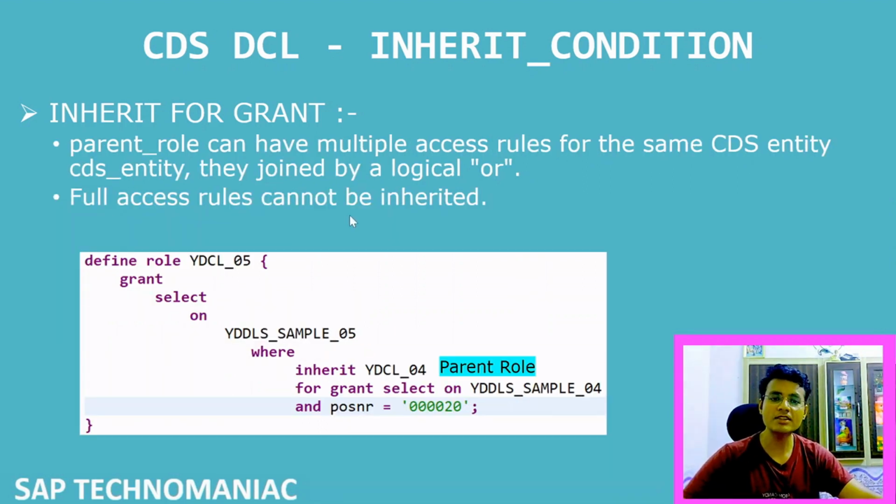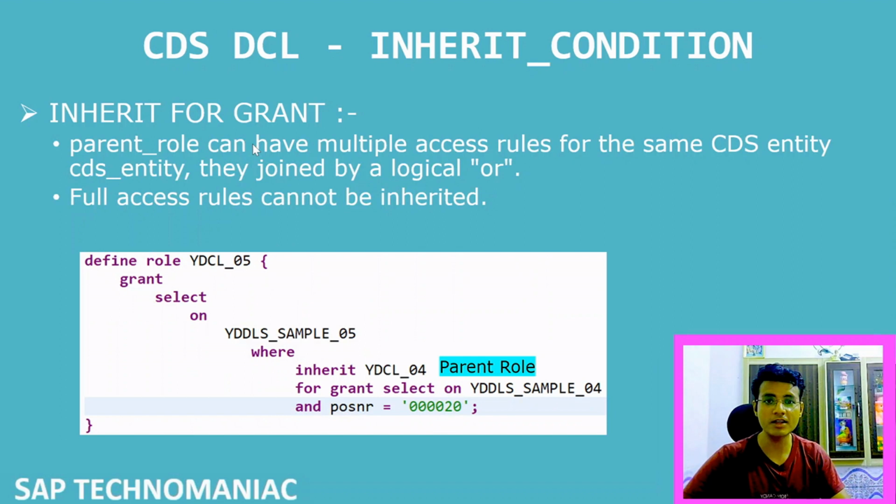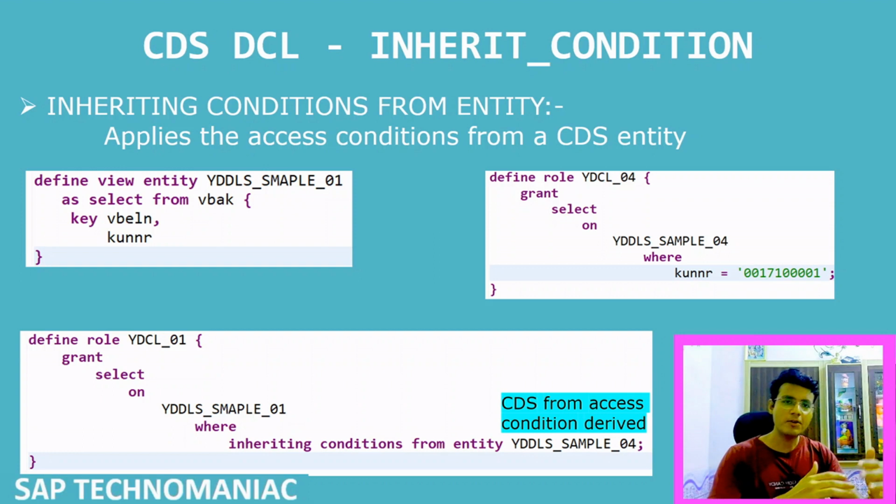And the next thing: a full access rule cannot be inherited. If we have something without where conditions, that is called full access control, and we can't inherit that kind of rule using inherit for grant. These are the two important things we have to make sure of whenever we use inherit for grant. In inherit for grant, we are calling the role itself, meaning we have defined one role and we are calling that role inside another role.